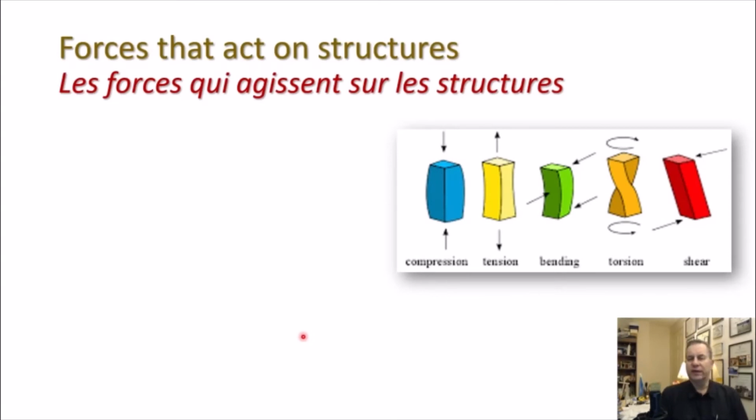Then we have to look at the forces that act on structures. And the 5 forces, there's basically 5. So the blue one right here is called compression. So that's when something or structure gets pushed down from the top and or the bottom. So you'll see the blue thing here is kind of bulging. The next type of force is something gets pulled on.